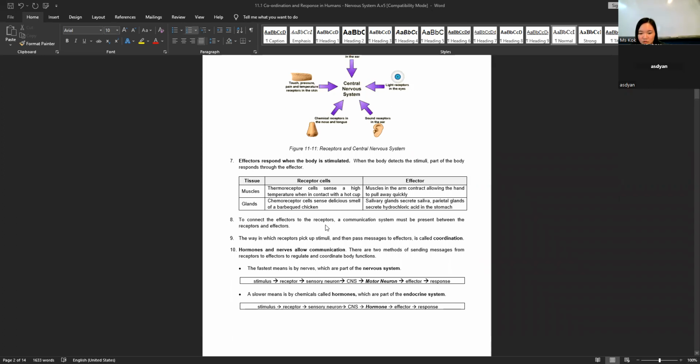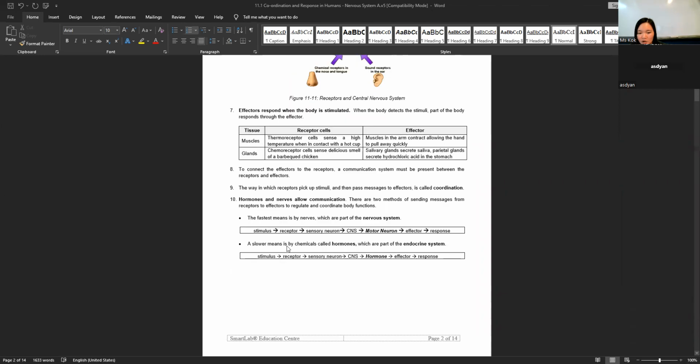To connect the effectors to the receptor, a communication system is present between the receptor and effectors. The normal communication system between the receptor and effector is the nervous system. So we have the receptor sending an impulse through the sensory neuron, which sends the impulse to the central nervous system, which sends the impulse to the motor neuron, which sends it to the effector and then the response.